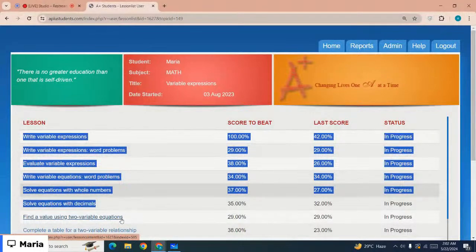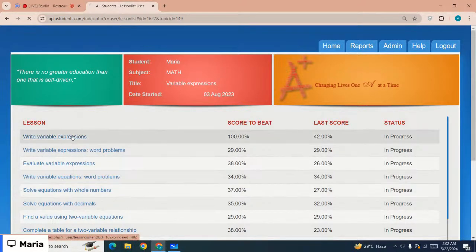Here I am on grade 5 math. We're going to start with the chapter variable expression. Let's just start with the first lesson, that is write variable expressions.